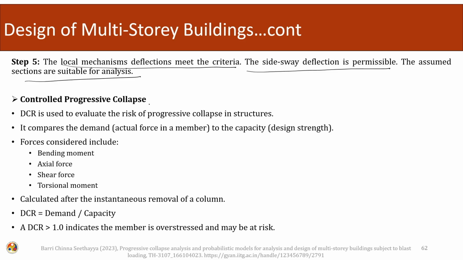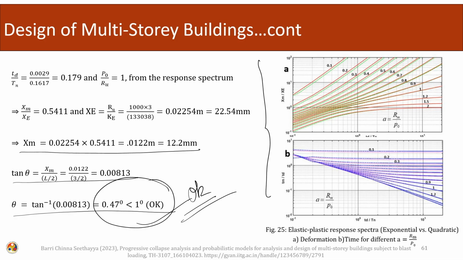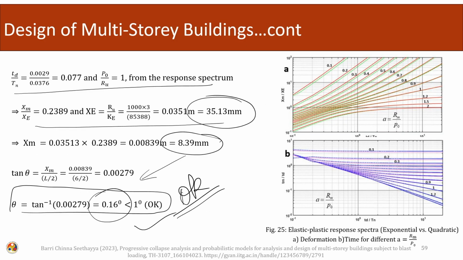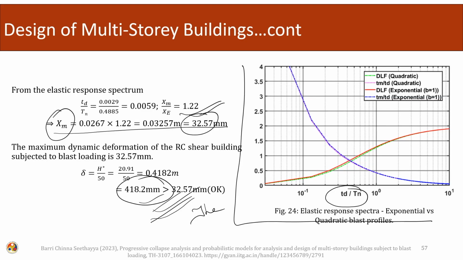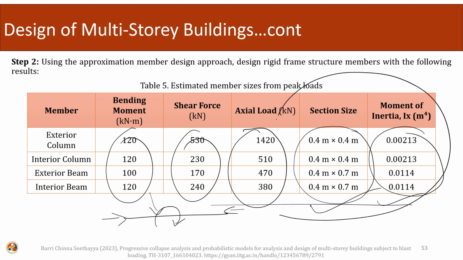After that, here the problem ends. So, our local mechanisms were meeting the criteria, our column was meeting the criteria, and our beam was meeting the criteria. So, the local mechanisms were meeting the criteria as well as the side sway of the system is within the limits. So, the entire configuration that we have assumed meets the permissible criteria, and this design can be used for the structure.